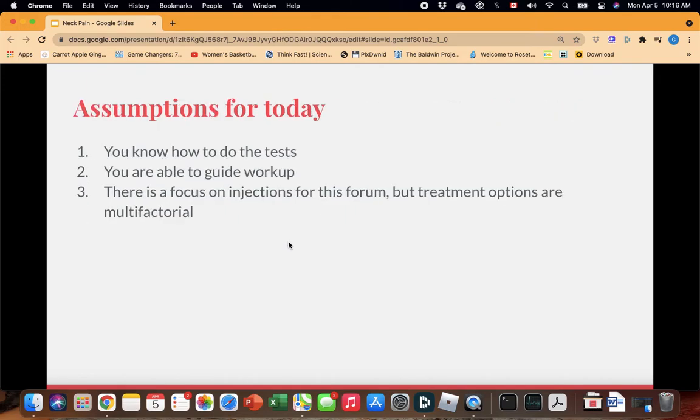I'm also going to assume that you know how to do the tests that I'll be presenting today, and that once you've done the tests and we're able to consolidate the information, you're able to guide the workup. I also want to point out that while this course is specifically looking at selecting patients for injections, there are many ways to treat pain from these various regions that turn out to be mechanical and/or neurologic in origin.